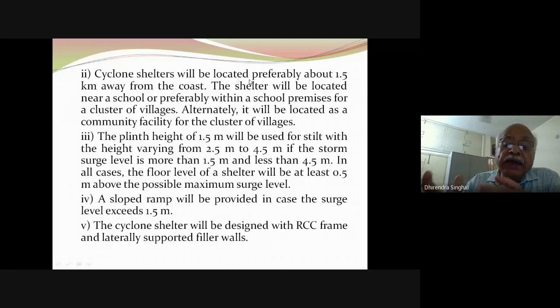Cyclone shelters will be located preferably about 1.5 kilometers away from the coast. The shelter will be located near a school or preferably within school premises or a cluster of villages. Alternatively, it will be located as a community facility for the cluster of villages. The plinth height of 1.5 meters will be used for stilt, with the height varying from 2.5 to 4.5 if the storm surge level is more than 1.5 and less than 4.5. In all cases, the floor level of a shelter will be at least 0.5 meter above the possible maximum surge level. A sloped ramp will be provided in case the surge level exceeds 1.5 meters.